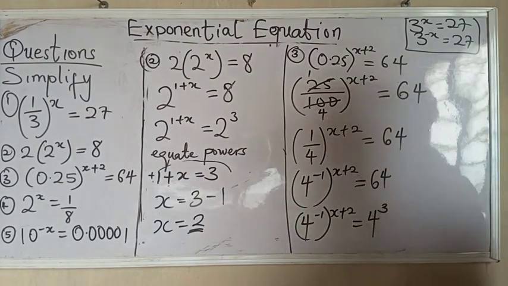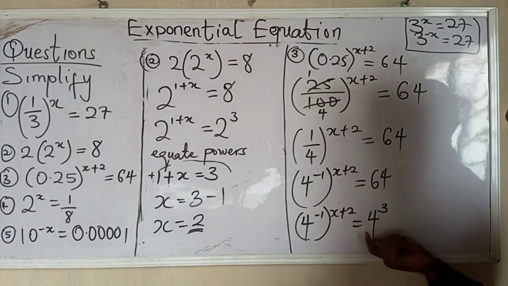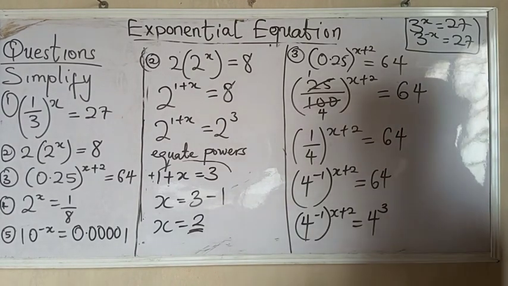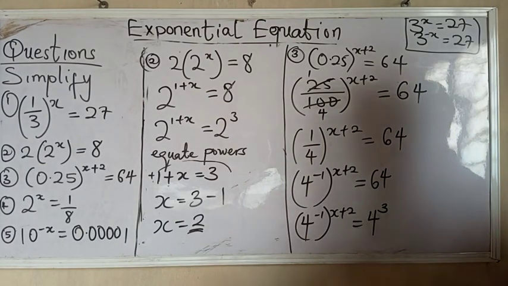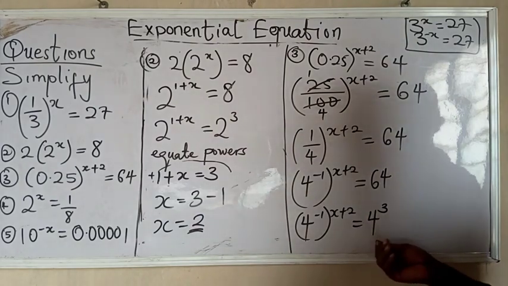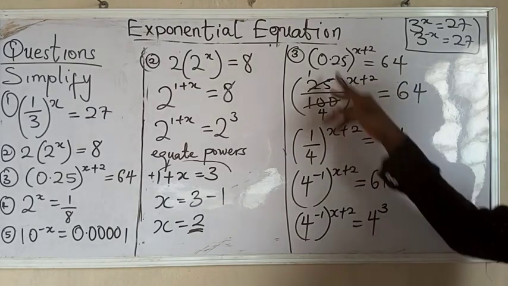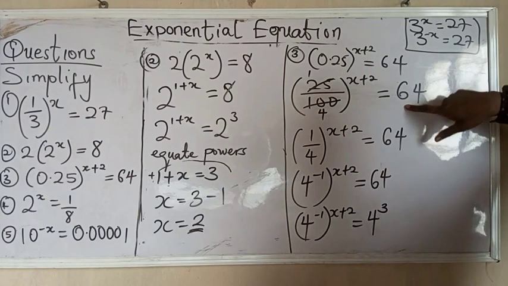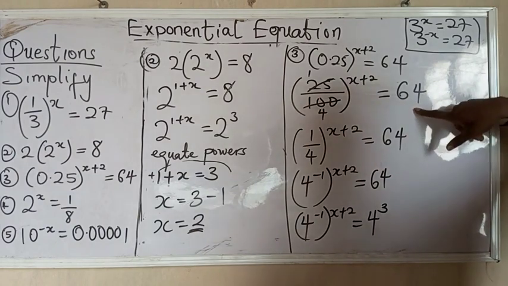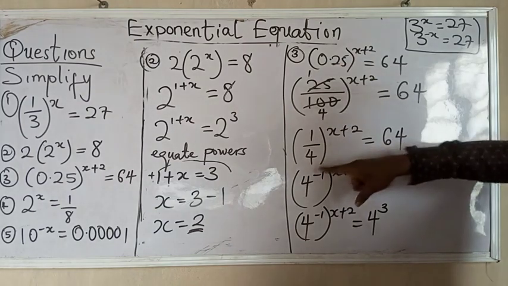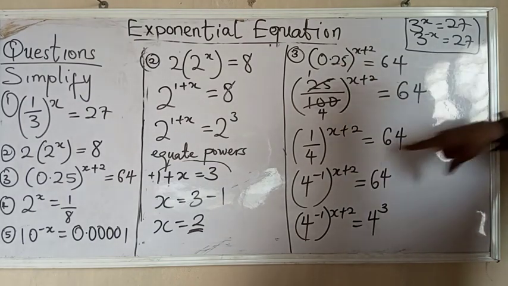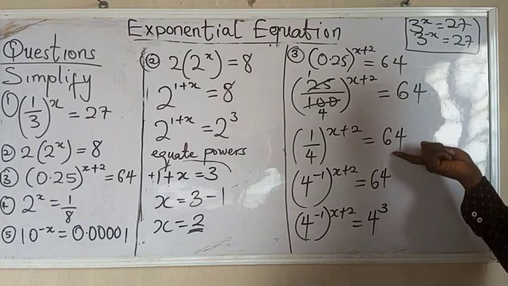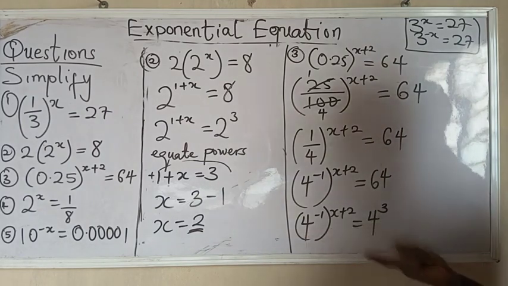So 4 raised to power 3 is, if I multiply 4 three times, it gives me 64. 4 times 4 is 16, and 16 times 4 is 64. So why did we divide to its lowest term? We divided to its lowest term because I know that 64, which is on my right hand side, at the end of the day, when I divide to its lowest term, it's going to be in such a way that the lowest common base will be 4.